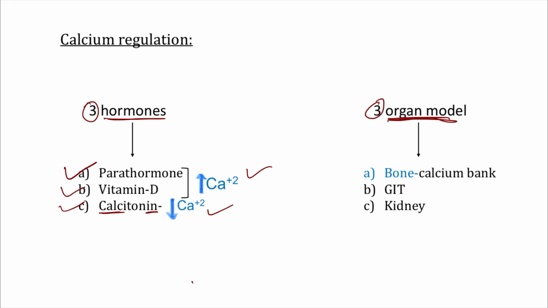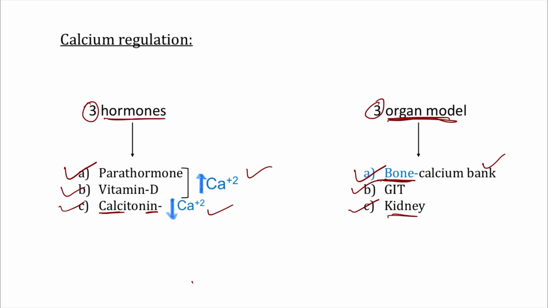Very important. Now, sir, what are the 3 organs which regulate the calcium levels? The first one, very important, is our bone. Why important, sir? Because this is also known as the bank of calcium. Whenever you have excess calcium, deposit that calcium to the bone. Whenever you have less calcium, take from the bone. The second one is our GIT, gastrointestinal tract. The third one, very important, is our kidney. So the three hormones are parathormone, vitamin D and calcitonin, and the three important organs are bone, GIT and kidney, right? This is the three hormones, three organ model for calcium regulation.